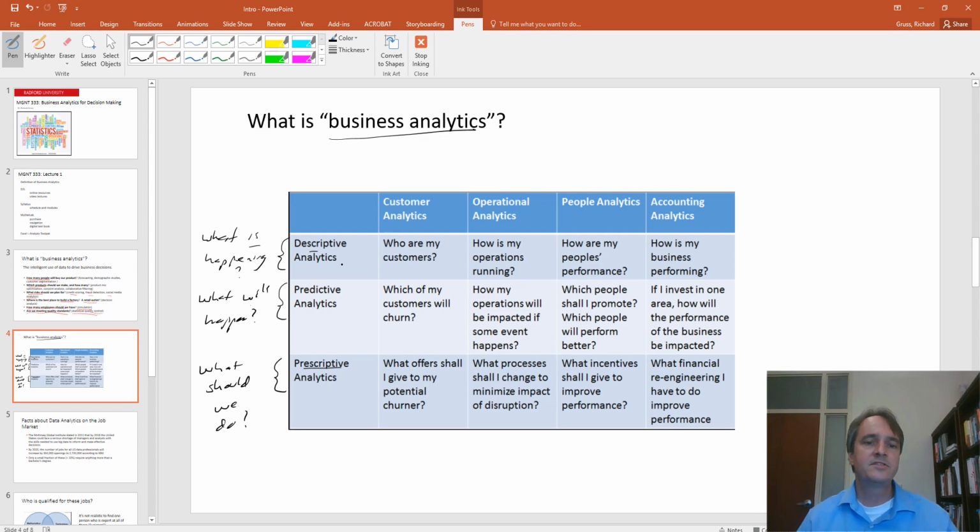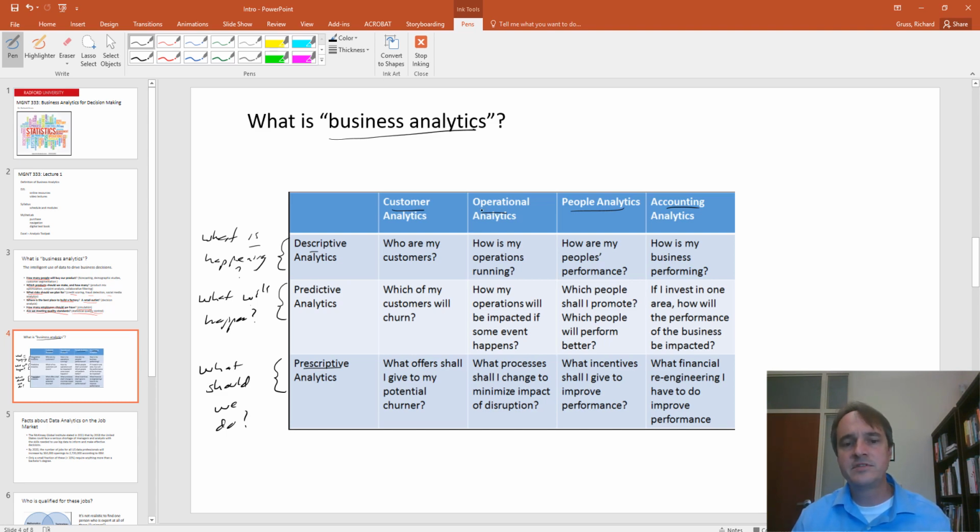Okay, so you see they've got the descriptive, predictive, and prescriptive over here, and they've also got these different domains in which analytics can operate. So we've got customer analytics. An example of descriptive is, who are my customers? Predictive would be, which of my customers will churn? And prescriptive, what offers should I give to my potential churner? So you see there's a recommendation.